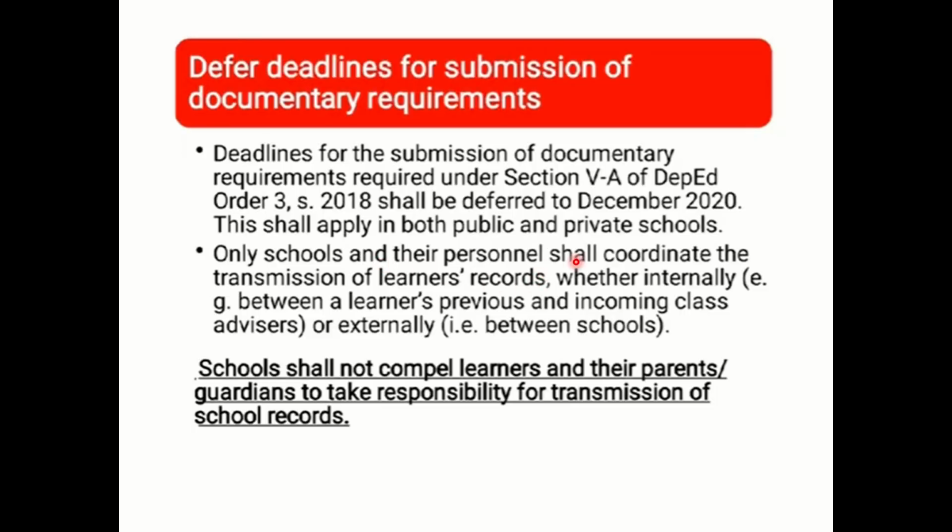Only schools and their personnel shall coordinate the transmission of learners' records, whether internally between a learner's previous and incoming class advisor or externally between schools. Schools shall not compel learners and their parents or guardians to take responsibility for the transmission of school records.